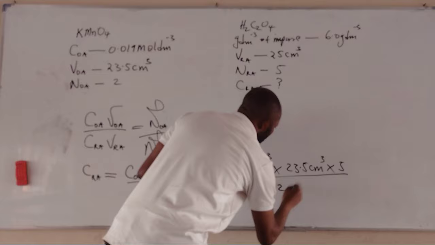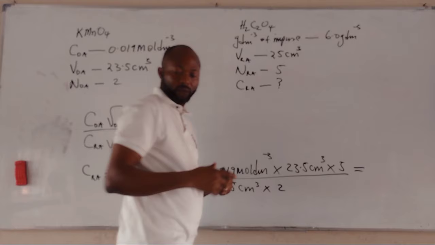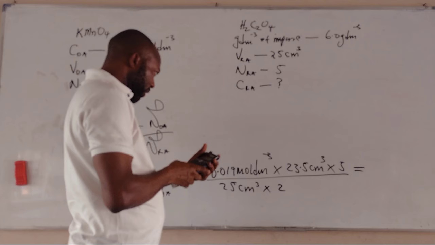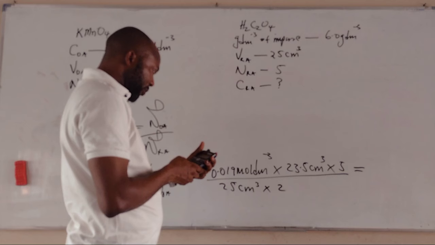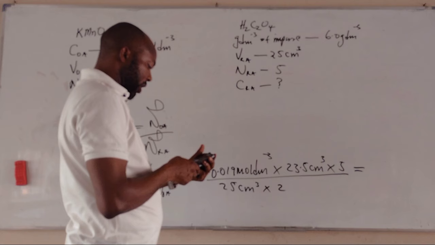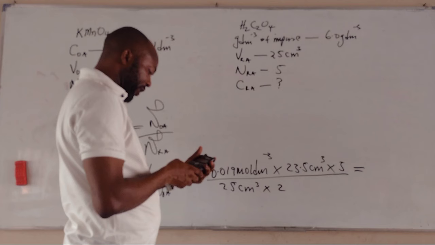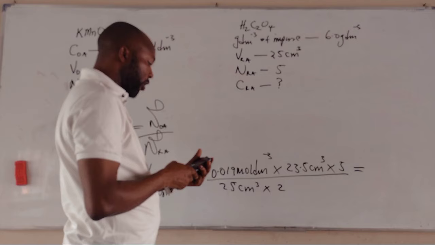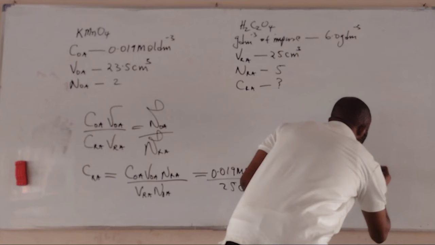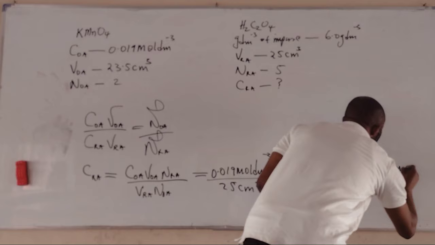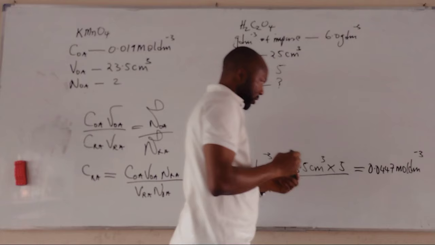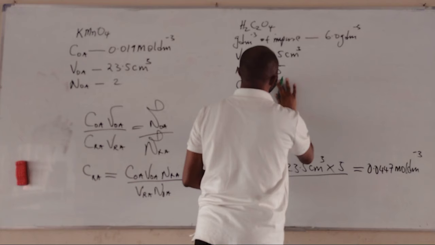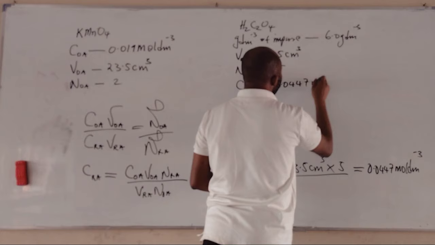So we have 0.019 times 23.5 times 5 divided by 50. This is 0.0447 mole per dm cube. So the concentration of the reducing agent now is 0.0447 mole per dm cube.